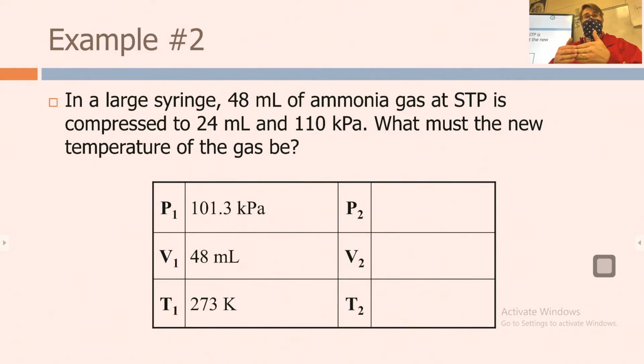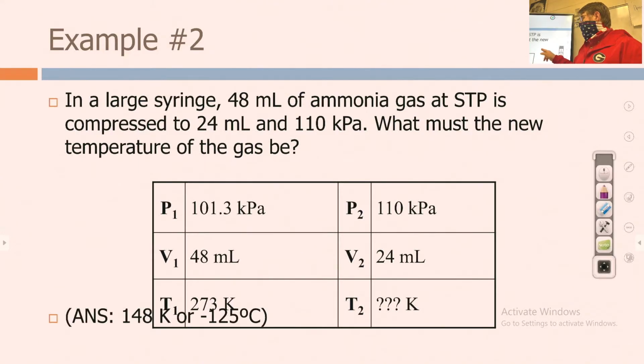So kilopascals has to match the kilopascals given in the problem. We have kilopascals given in the problem, so we need to match those units. Then it says, what must be the new temperature. Oh wait, it tells me 24 milliliters. What is that? That's V2. And 110 kilopascals is P2. We don't know the temperature. There they all are. Straightforward.